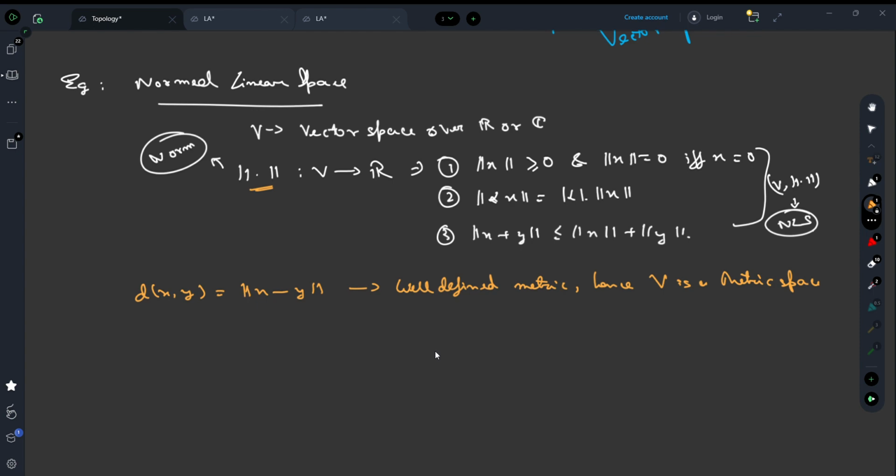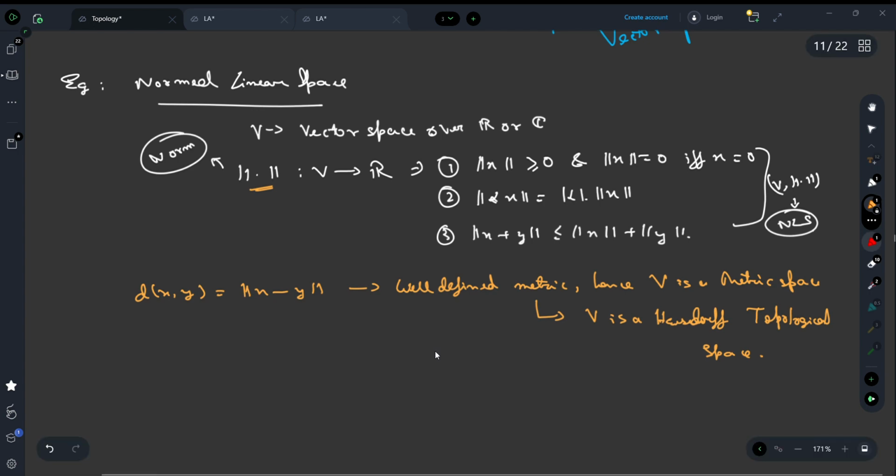If it's a metric, we know metric spaces are Hausdorff topological spaces, right? So this means V is a Hausdorff topological space. So it is a vector space, and it is endowed with a Hausdorff topology. First two properties are clear.